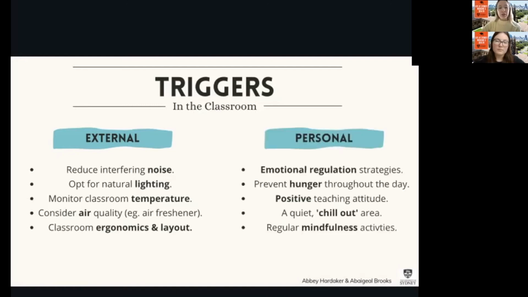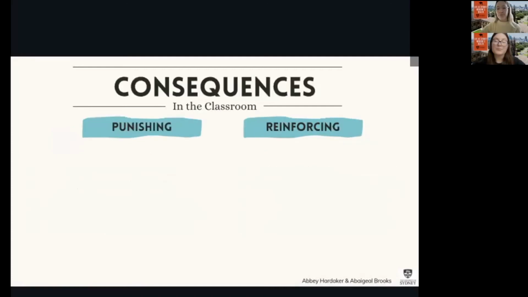Minimizing personal triggers in the classroom may involve implementing emotional regulation strategies, ensuring the children have access to recess and lunch to prevent hunger, which could involve a school-based initiative to provide emergency lunches for those students who come to school hungry. We want to aim to maintain a positive teaching attitude in the classroom, have a quiet or chill out area for students if they feel overwhelmed or in an emotionally sensitive state, and regular mindfulness activities in class, such as yoga and meditation time. So those are possible modifications that we can make to the triggers, but what about consequences?